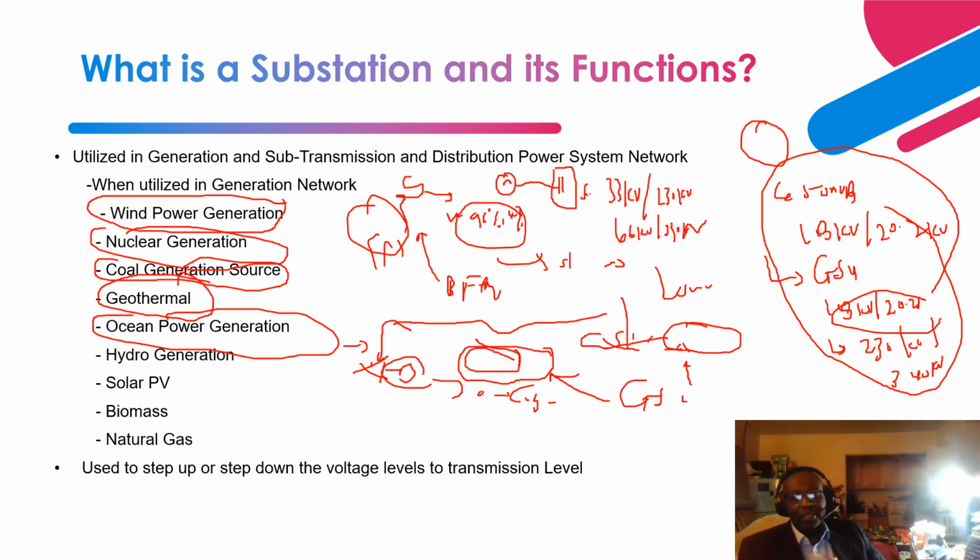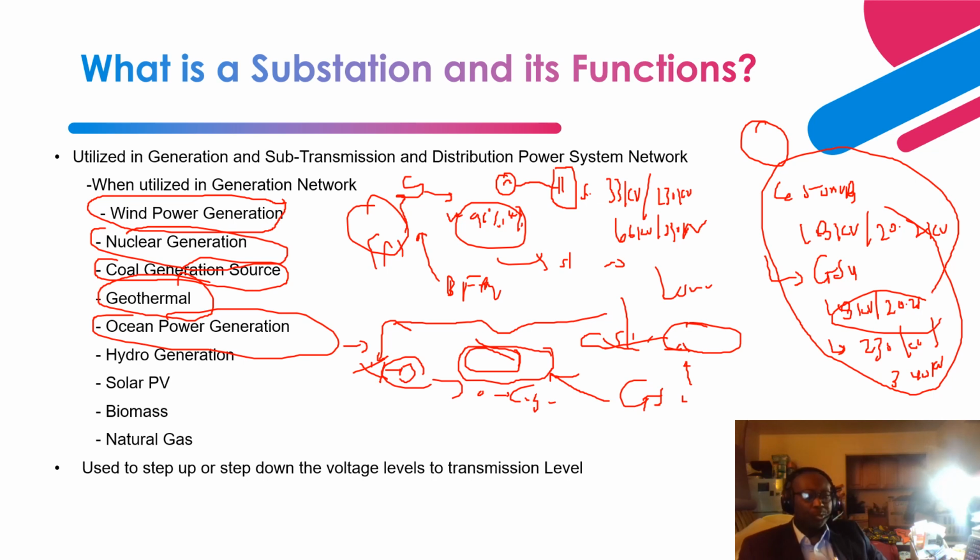The reason why the voltage is stepped up for transmission level is because of efficiency and also lower costs. Because as you step the voltage higher, you require smaller sections of conductors, and that itself results in lower cost of transmission of power, and lower losses as well.